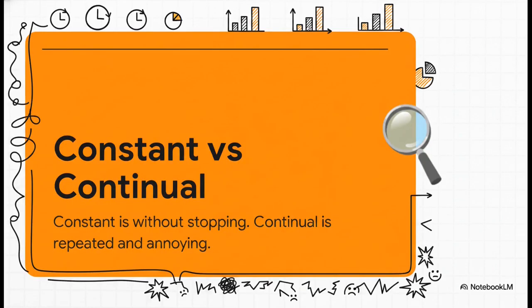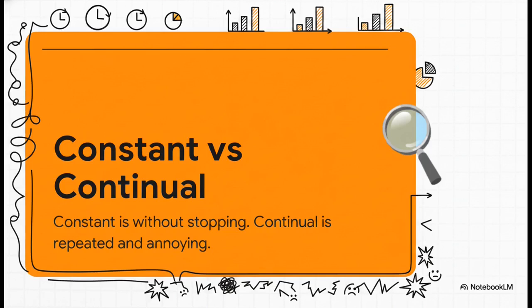And speaking of frustrating repetition, let's clarify an absolute classic stumbling block, the subtle difference between constant and continual. They both convey the idea of something happening repeatedly, but the nuance is key here. Constant implies something happening repeatedly without ever stopping. For example, I couldn't get on with my work today because of constant interruptions. The phone kept ringing every 5 minutes.